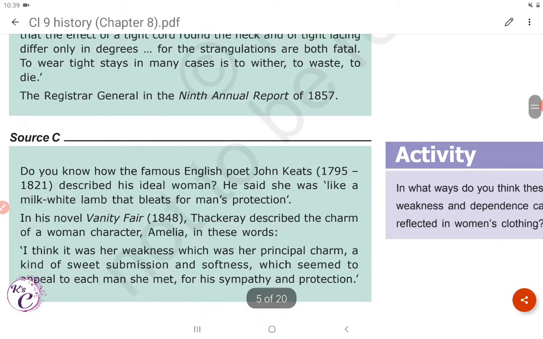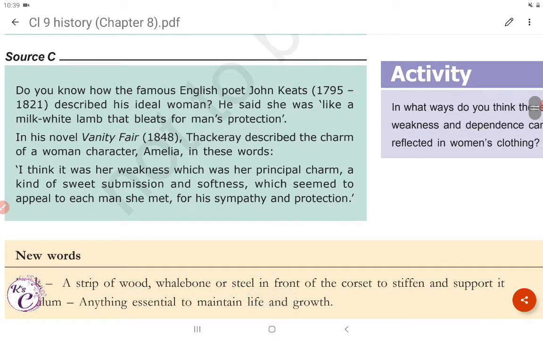We have another source, source C. Do you know how the famous English poet John Keats, 1795 to 1821, described his ideal woman? He said, "She was like a milk-white lamb that bleeds for man's protection." In his novel Vanity Fair, 1848, Thackeray described the charm of a woman character, Amelia, in these words: "I think it was her weakness which was her principal charm, a kind of sweet submission and softness which seemed to appeal to each man she met, for his sympathy and protection."